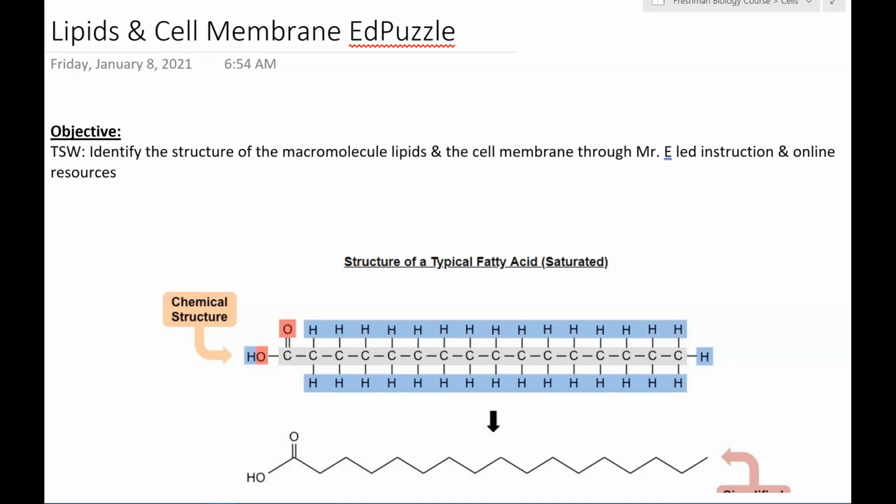We're going to be finishing up the cell unit with a couple more lessons. This one is going to actually parlay into the biochemistry unit as well, as we'll be covering not just the last part of cells, which is to really look at the cell membrane, but we're also going to reinforce some more specifics on lipids, some of the specifics that we did not get into in the biochemistry unit.